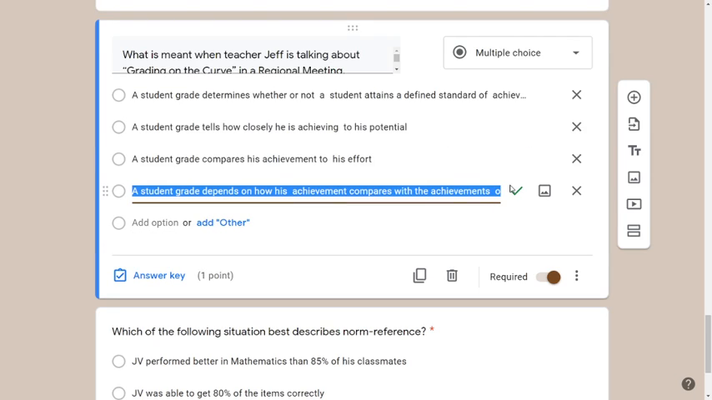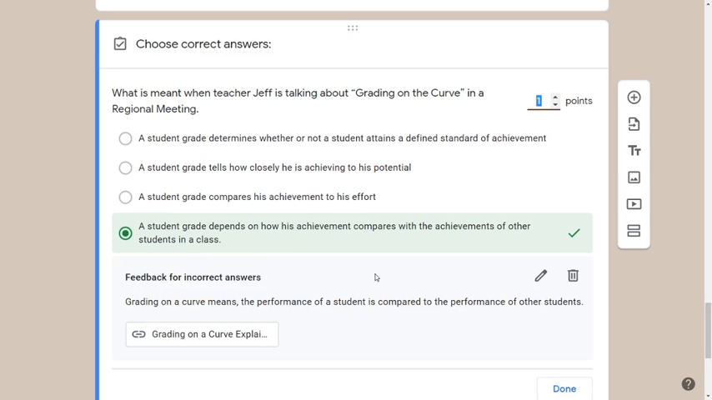Okay, so that's actually the correct answer. Let's see the explanation here. Grading on the curve means that the performance of the student is compared to the performance of other students. Well, yeah, in a way, indirectly, it's close to my own understanding of grading on the curve. But for a better explanation on grading on the curve, you can also visit my virtual classroom and click this link here.